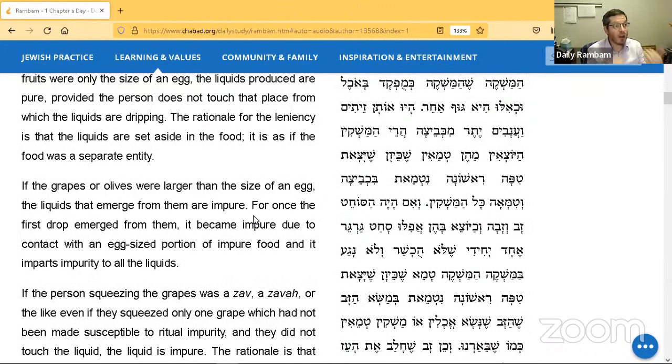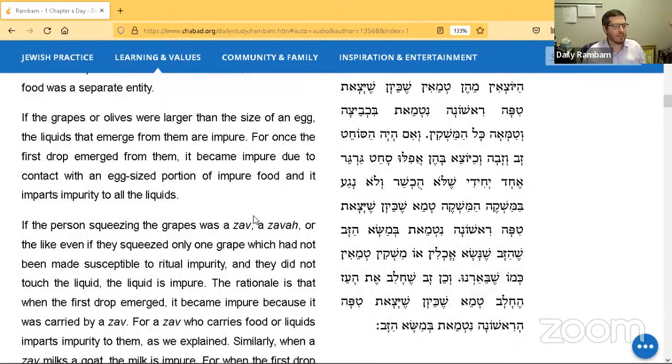If the grapes or olives were larger than the size of an egg, so we know what it's going to be, then the liquids that emerge are impure because the solid source that it's connected to now can impart impurity. For once the first drop emerged from them, it became impure due to contact with an egg-sized portion of impure food, and it imparts impurity to all the liquids. Same, following the principle we've just outlined.